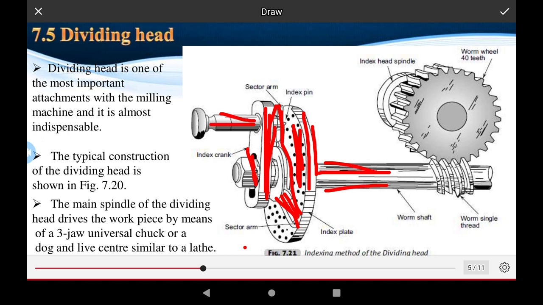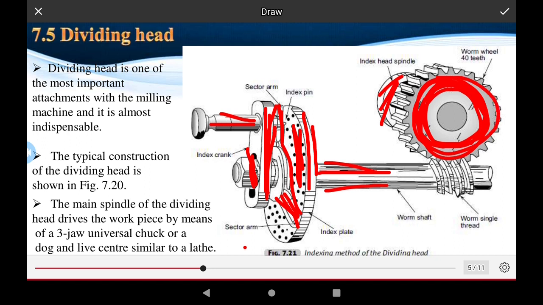This is the index shank, also for indexing work performed by holding the indexing plate, indexing plates, and index head spindle. This form is a spindle. This form is also a spindle used for the other side of the gear, which is the worm wheel. It has 40 teeth, okay.